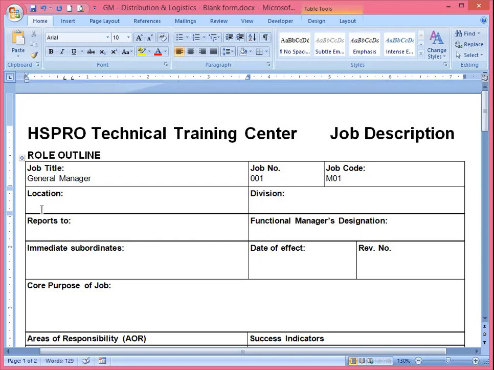Okay, location. Location, maybe we can say Metro Manila. Right. The division, we can say distribution and logistics. And he is the manager of that division. Distribution and logistics.